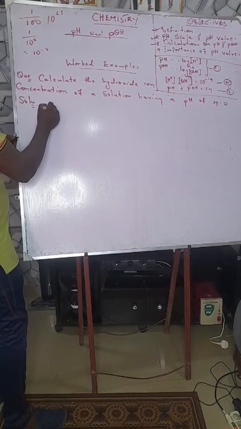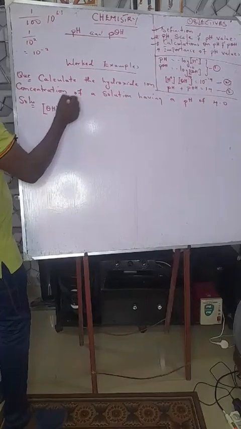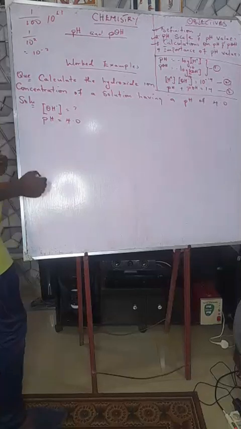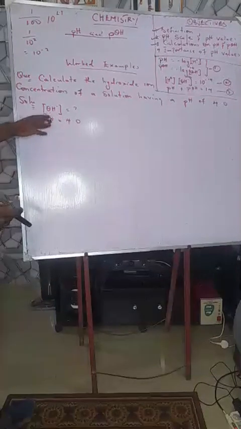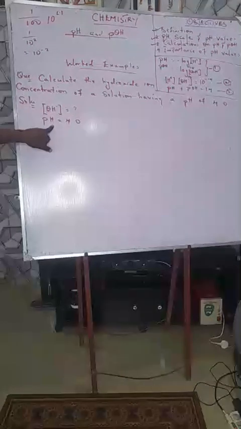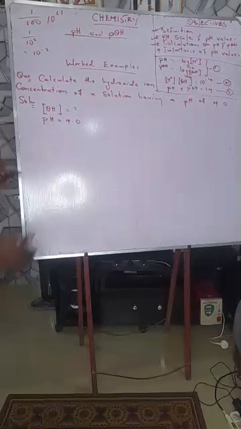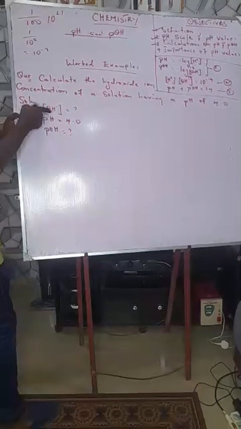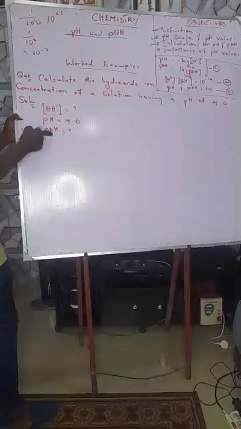Your hydroxide ion concentration is not given. They gave you pH equal to 4.0. So for you to calculate the hydroxide ion concentration is very simple. The first thing you need to do is calculate your pOH first. You cannot get this one from this one directly. You need to calculate your pOH first.